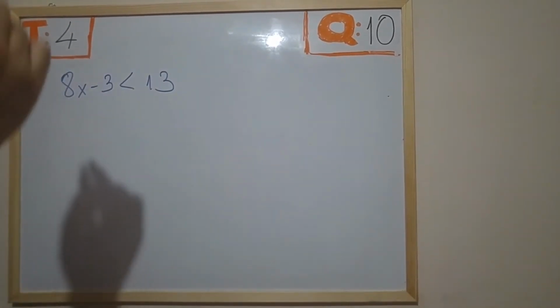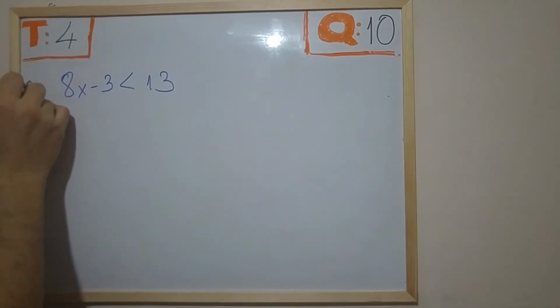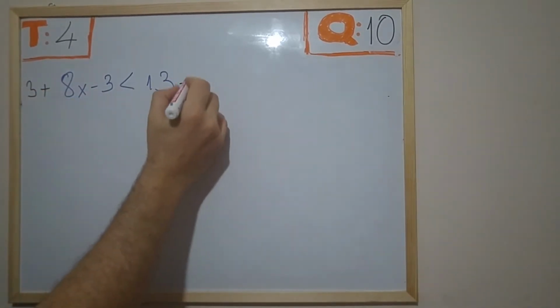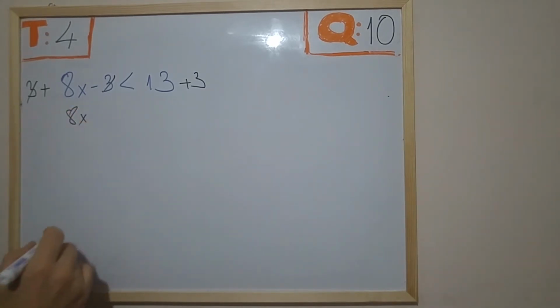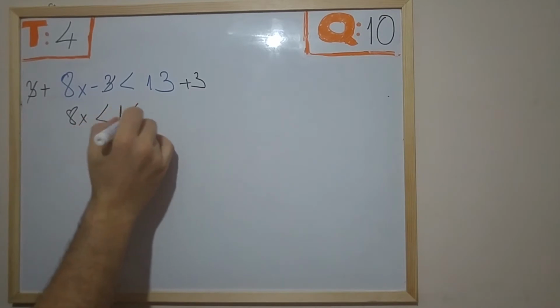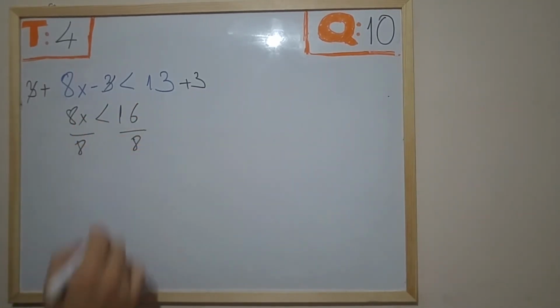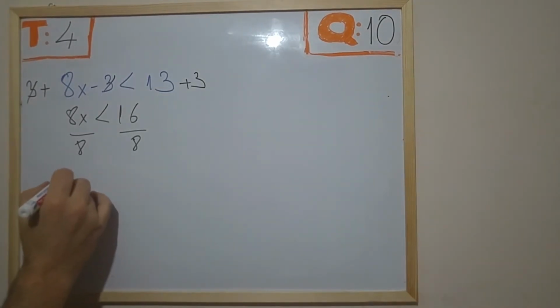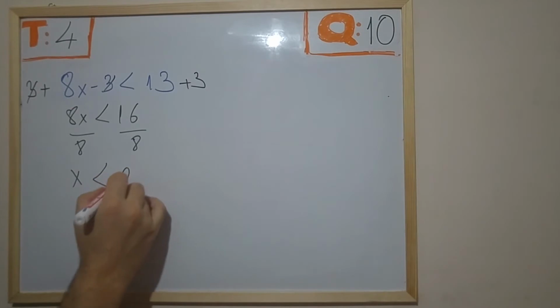8x minus 3 is less than 13. So let's get rid of this 3 here by adding 3 to each side, and we come up with 8x is less than 13 plus 3, 16. Now let's get rid of 8 here by dividing by 8. So we have x is less than 16 over 8, 2.